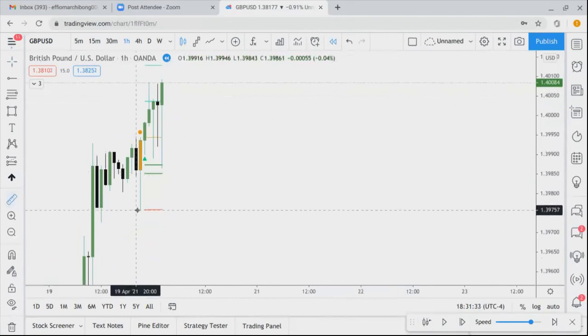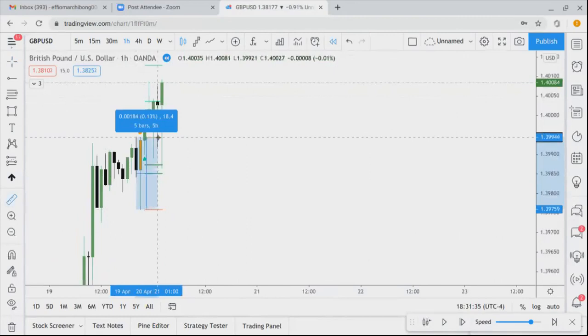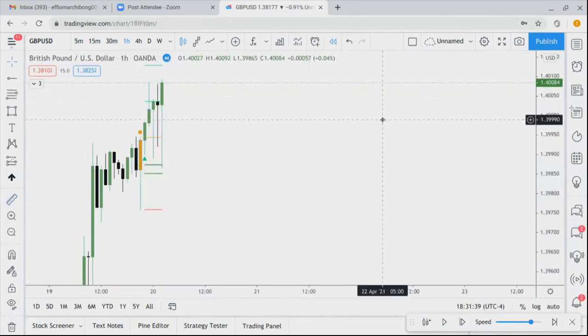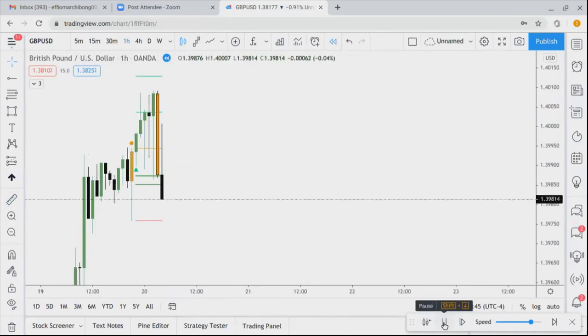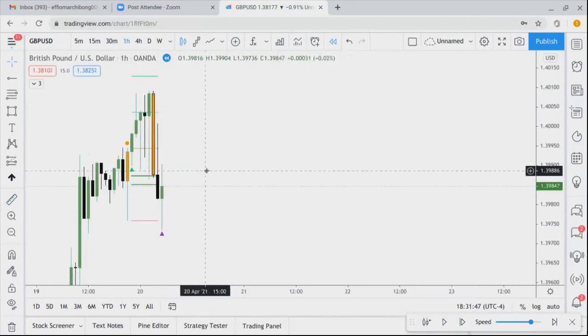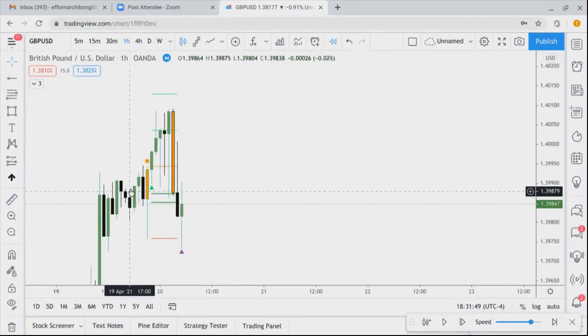Sometimes ugly traps are the best. How many pips is this? 18 pips. Okay. So let's go. Stop. Now let's assume you played off this trap.